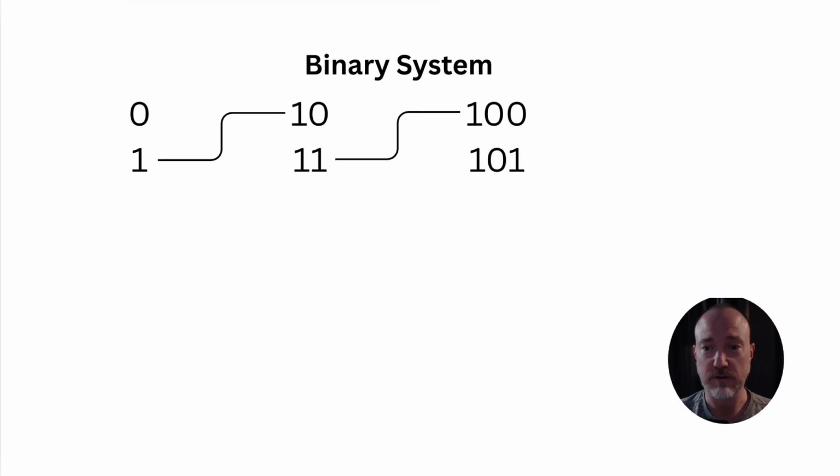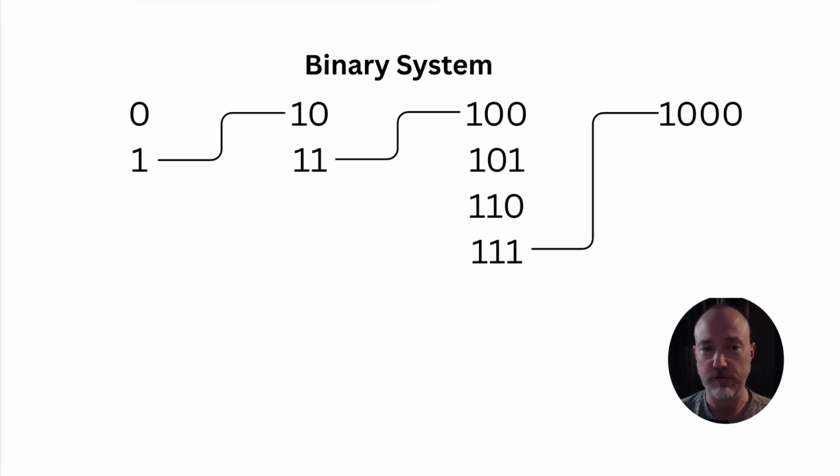So we would continue counting. We get 1, 0, 1, 1, 1, 0, 1, 1, 1. Now all 3 places are at their max value, so we increment to the left, add another position here, and then it becomes 1, 0, 0, 0. This pattern continues on indefinitely, just like in the decimal system.